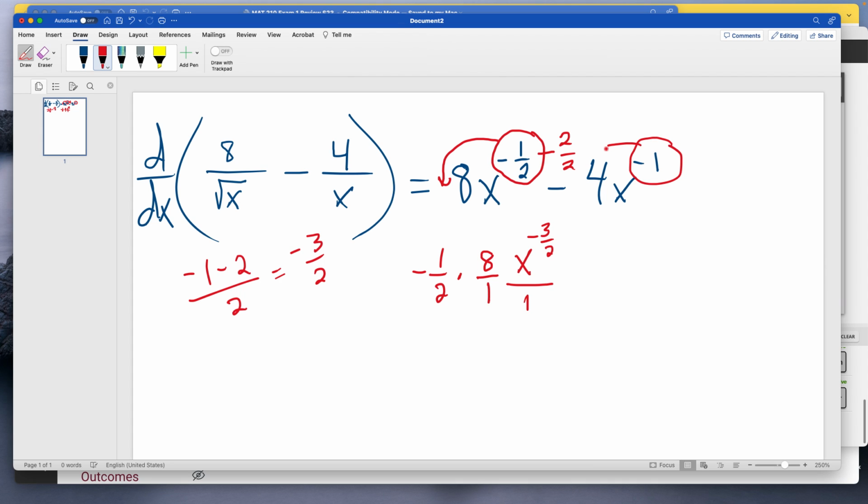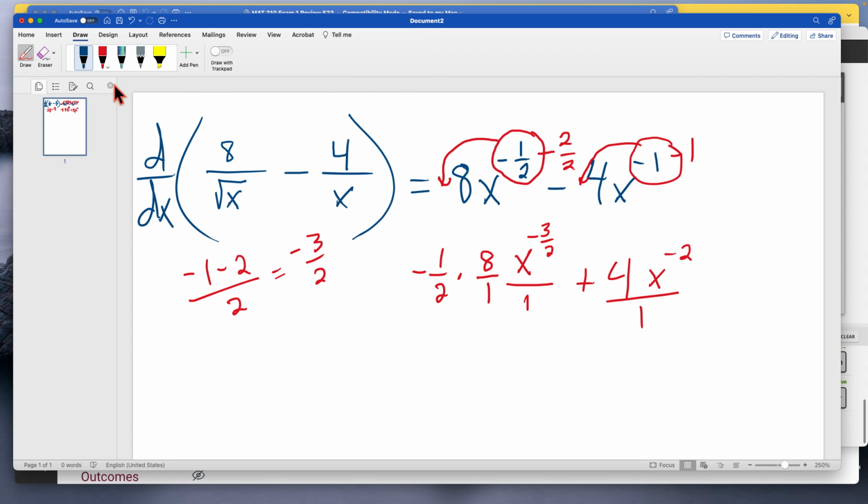So the negative comes down in front. Negative 4 times negative 1 is going to give us a positive 4. I subtract 1. This becomes x to the minus 2. And I'm just going to put all of that over 1 just so I see it's a fraction. Okay.